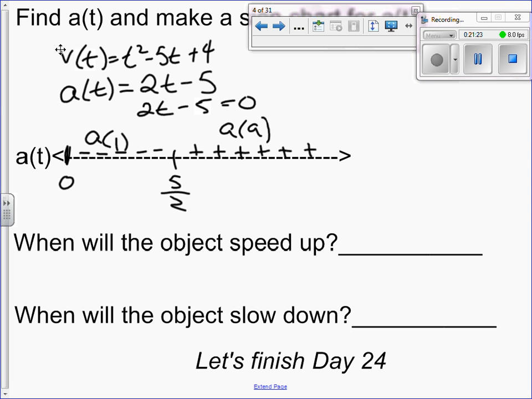Now you're going to see the value of sign charts. We made a sign chart for the velocity. We made a sign chart for acceleration. We didn't have the graph. When will the object speed up? Look at your sign charts. You've got to match them up together because I can't see both of mine. Look at your sign charts for velocity and acceleration. Remember what it takes to speed up.